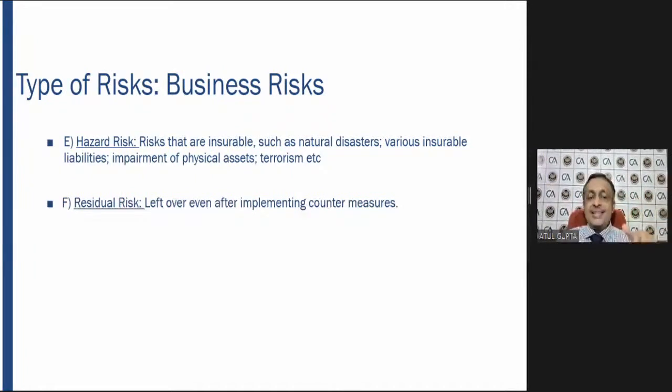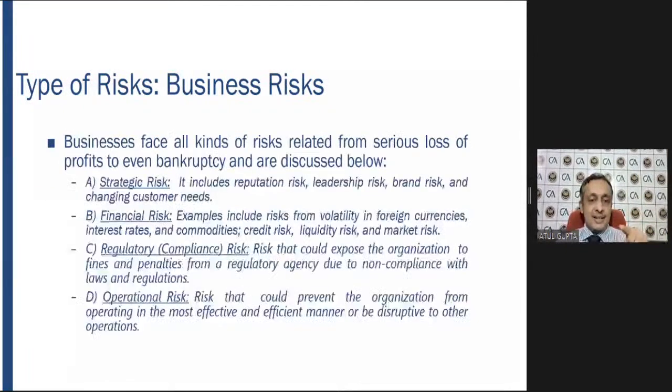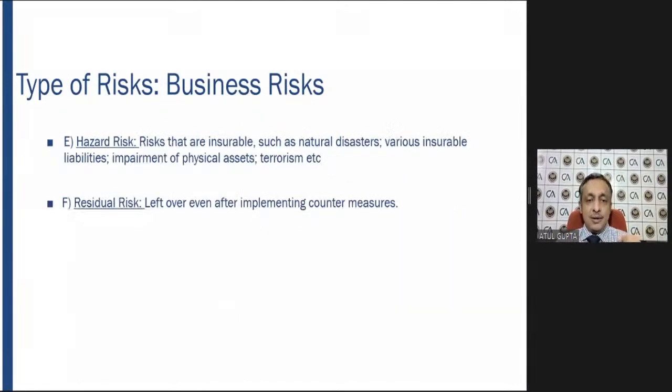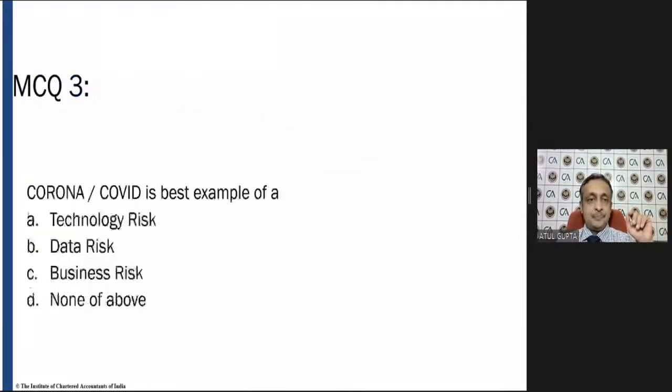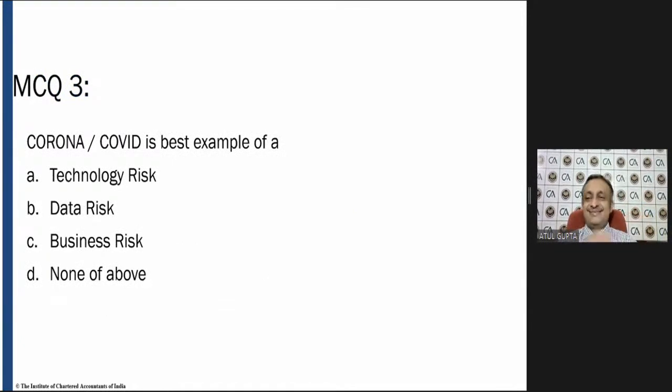COVID, Corona is what nature of risk from these six? What are these six? Strategic, financial, regulatory, hazard, and residual risk. COVID, Corona is what? Within these six. Next. So it's an MCQ. I never knew it. It came like that. So COVID Corona is what?